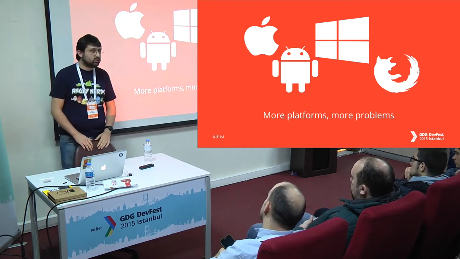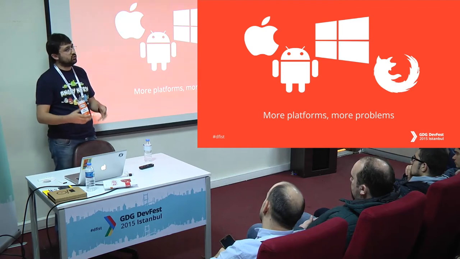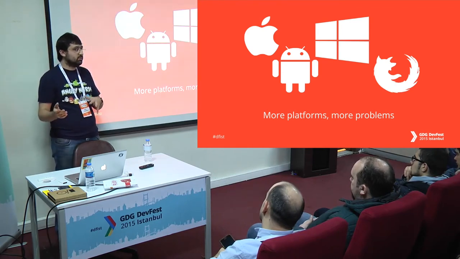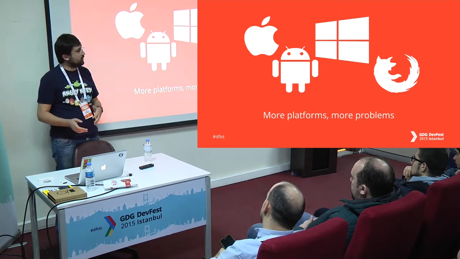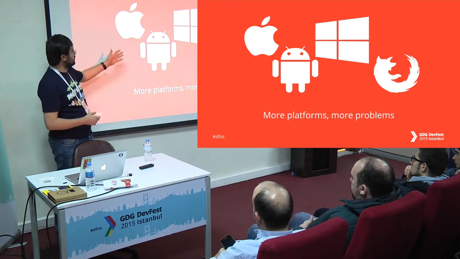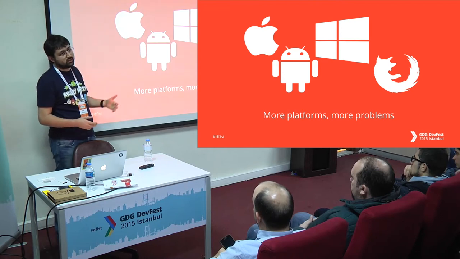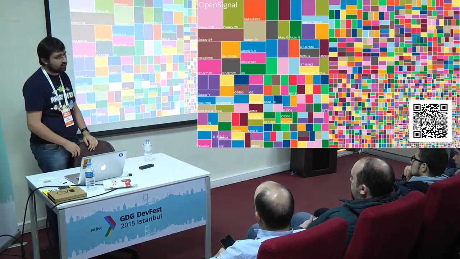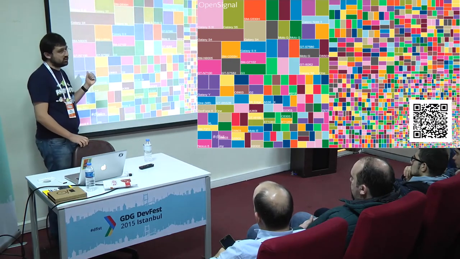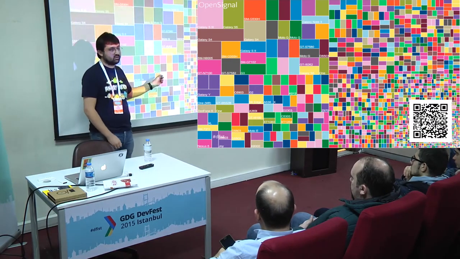And I want to warn you, if you are going to build your native application, which depends on your product and your decision, more platforms means more problems. If you say just two different platforms, Android and iOS, it is okay. No need to care about more. Just on Android, this is a QR code. You can reach this report.